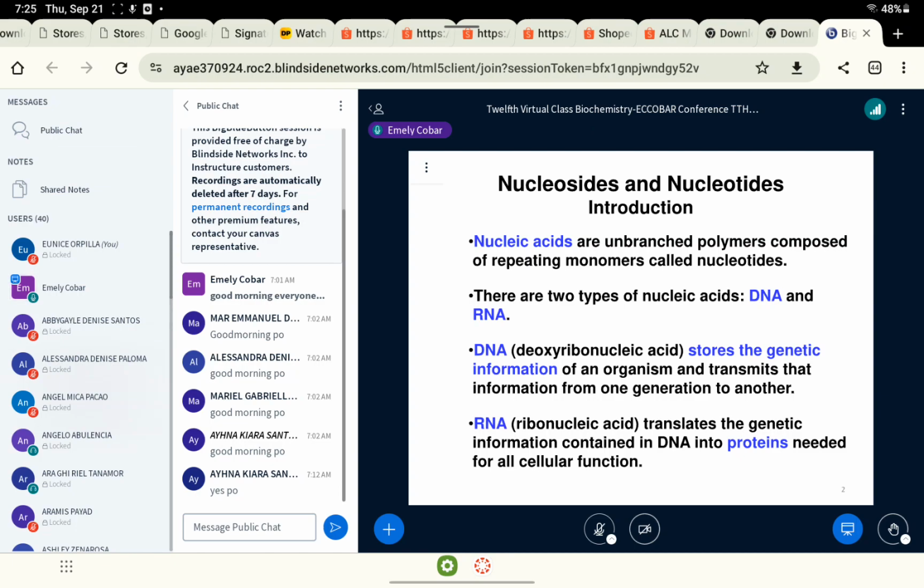So, nucleic acids are unbranched polymers, just like carbohydrates and proteins. They are naturally occurring polymers. Okay, and of course, kaibahan, unbranched. Even proteins, unbranched ang proteins, di ba? But carbohydrates, may branches yan, okay? So we have unbranched polymers.